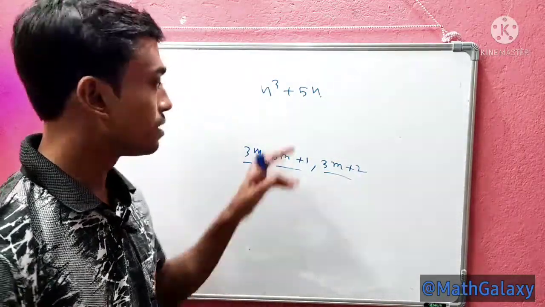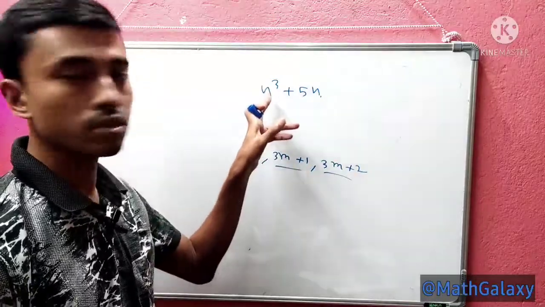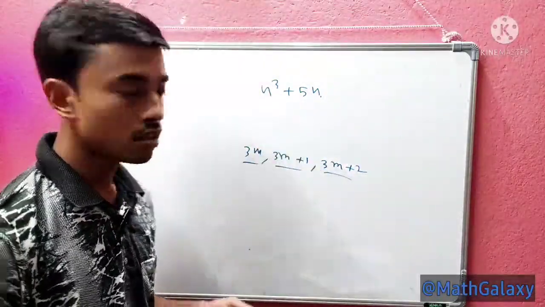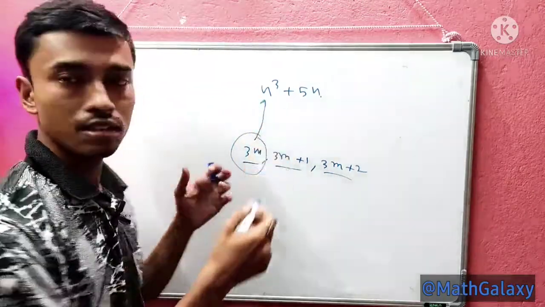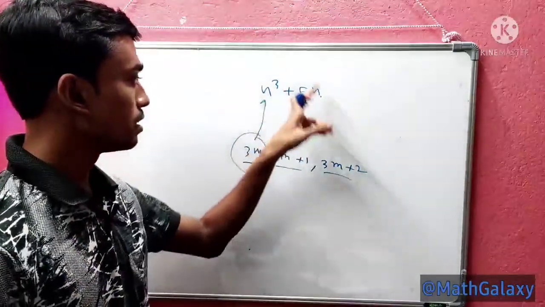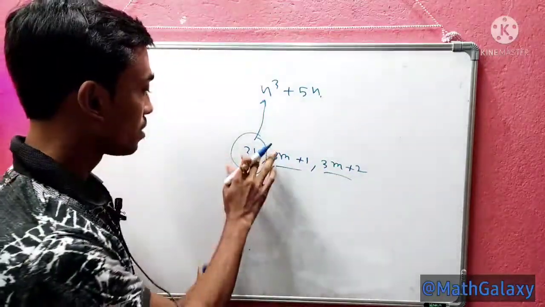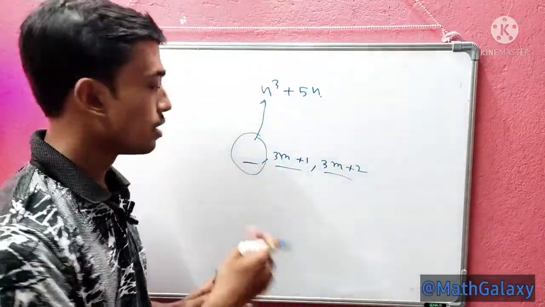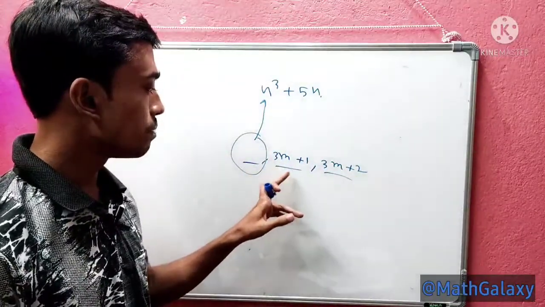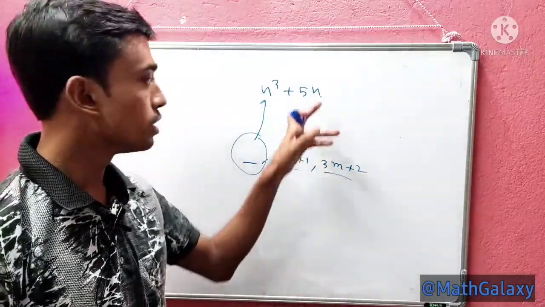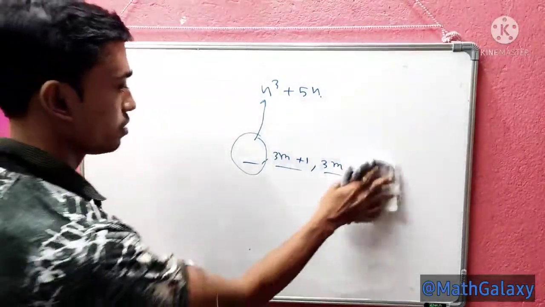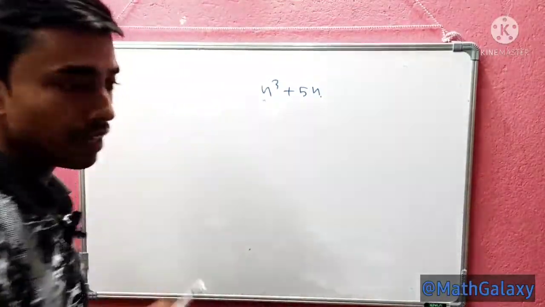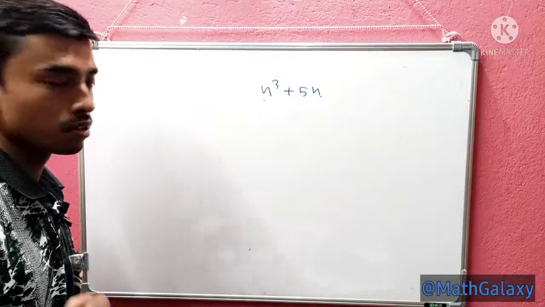So what we do is plug in these numbers here, because of course n is a natural number. If we plug in n equals 3m, you can literally see that this number is divisible by 3. So this 3m part is almost obvious. All we have to do is prove that for 3m plus 1 and for 3m plus 2, this number is divisible by 3. That's the main goal. So at first, plug in 3m plus 1 in this number.